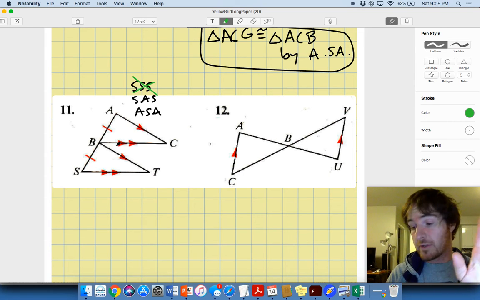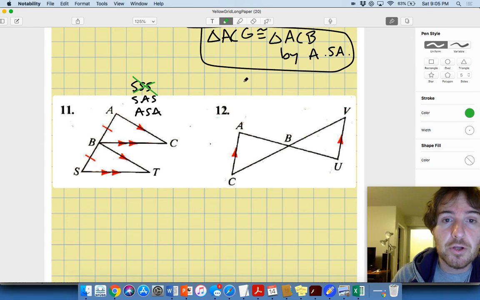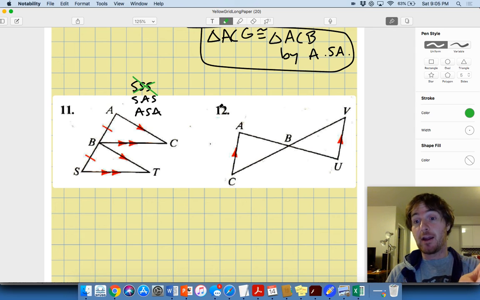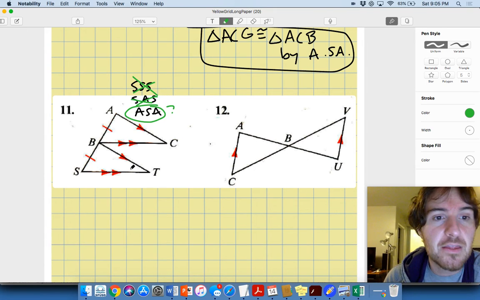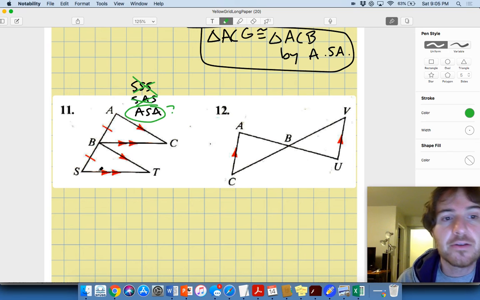If these are congruent too, let's see if we can isolate this to figure it out. Mark up your diagrams, friends. It's probably not going to be SAS because we don't know anything about the sides. So it's probably going to be ASA, if we can get it to work. I'll put a question mark here. Let's see if we can get the requisite number of angles.